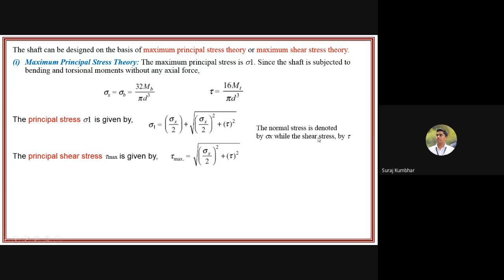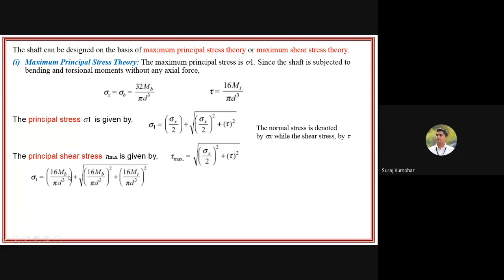Now the normal stress is denoted by sigma x. I have already told you that sigma x is nothing but the normal stress, and the shear stress is denoted by tau. This is torsional shear stress. Now I will put sigma 1 here.